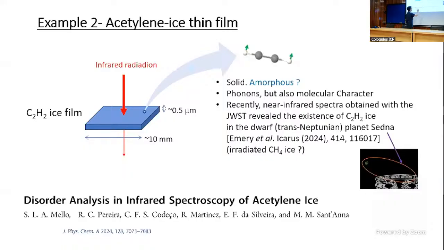And recently this was observed on the planet Sedna. It's a dwarf planet, beyond Neptune. This is not the solar system. The solar system is this small thing here, and it has this orbit around. And they say they were not expecting C2H2 there. So they think that it may come from the irradiation of CH4 by protons coming from the sun, they don't know. So here you see, saying something about disorder is relevant because this process is highly affected by disorder.